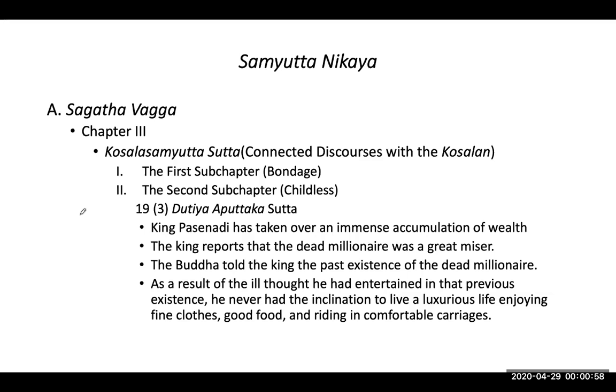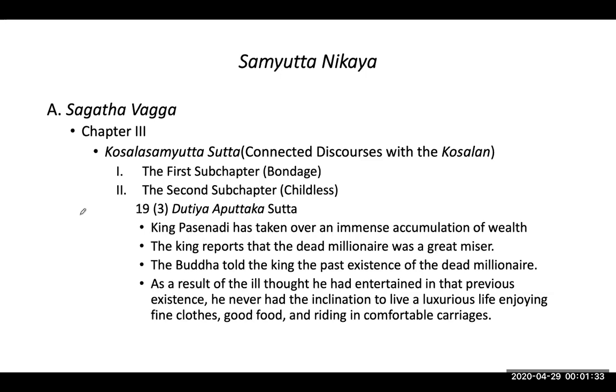This multimillionaire was resentful of the luxury of a comfortable living. He wore very shabby clothes, ate poor coarse food, and traveled by an old carriage. At the time there was no car, so when they traveled, they used a carriage, but this carriage was old and roofless.